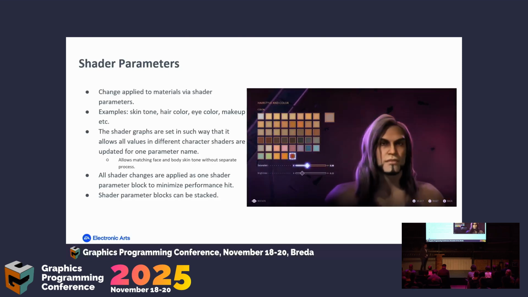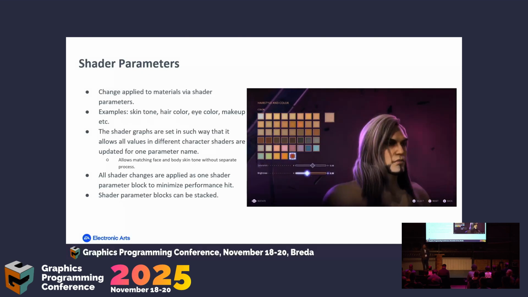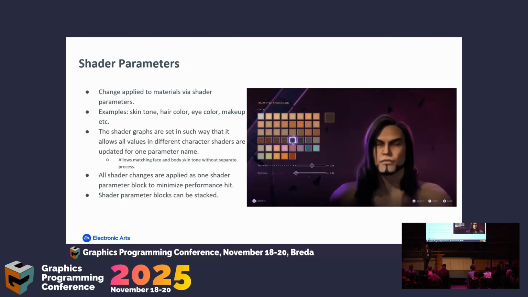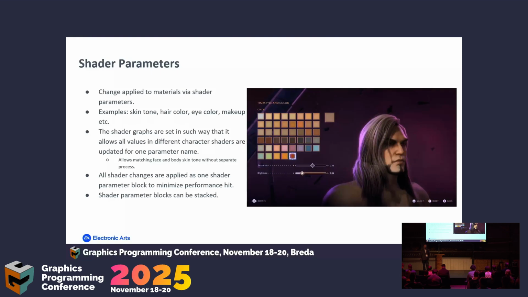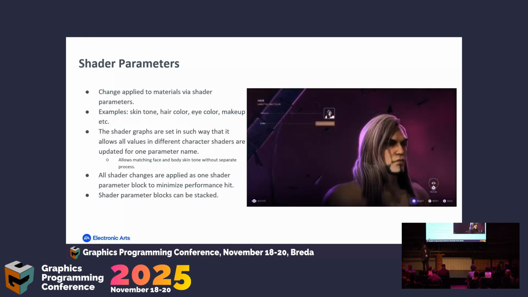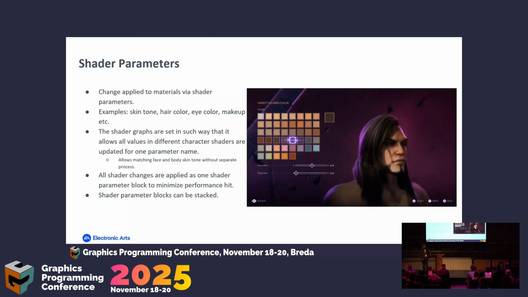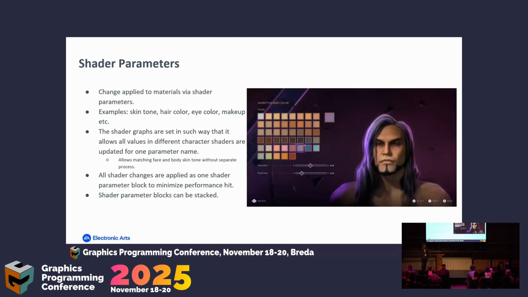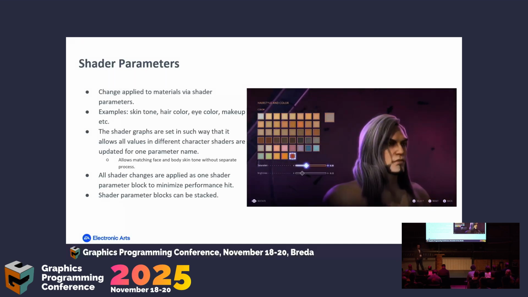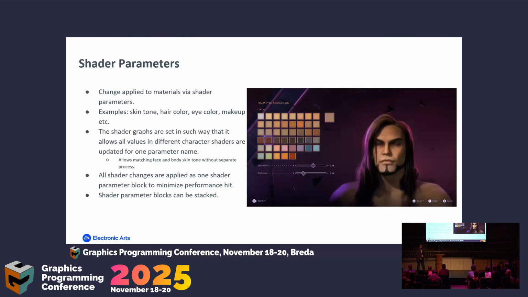The way it was set up, we were able to use the unique shader parameter name for multiple shaders that were applied to the character, and therefore change all of those in one go. This allowed us to, for example, match the face and body skin tone with the same parameter name. The shader parameter blocks were used to apply all these customizations. Shader parameter blocks are just a collection of the shader names and their corresponding values again. And they are stackable, and therefore we can apply and remove these blocks as required.